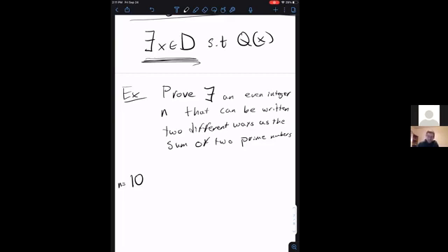Why don't I look at n equals 10? Well, 5 plus 5 is equal to 10, so I just wrote it as the sum of two prime numbers. But 5 plus 5 is the same thing as 3 plus 7, and those are two different prime numbers, right? So I just found an even integer that I wrote as the sum of two prime numbers two different ways, 5 plus 5 and 3 plus 7. That works. So I proved that there existed an even integer, okay?